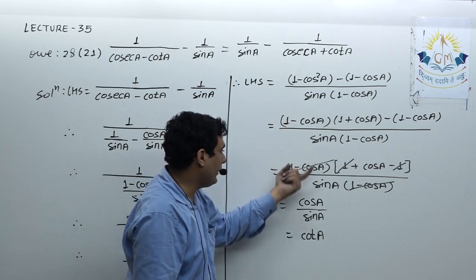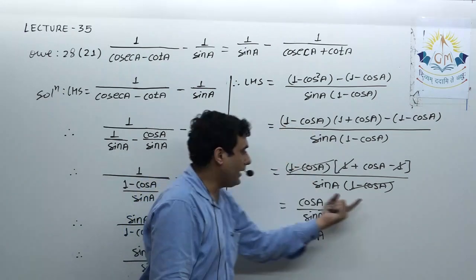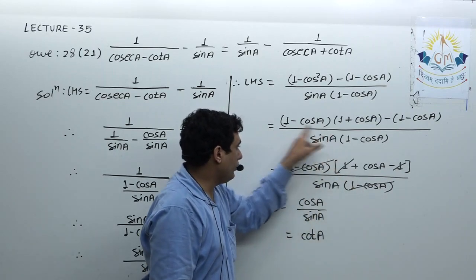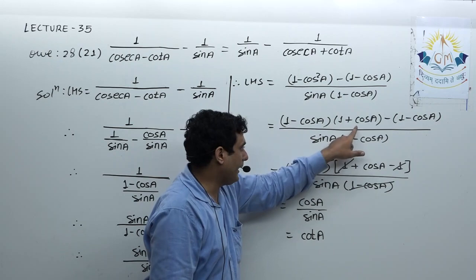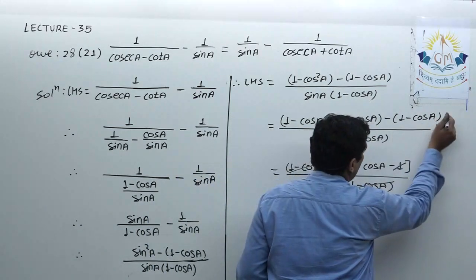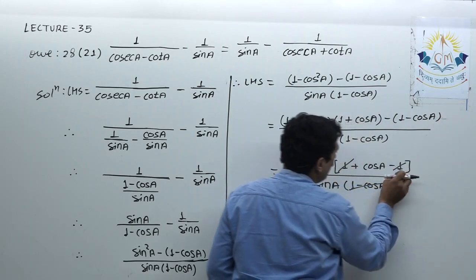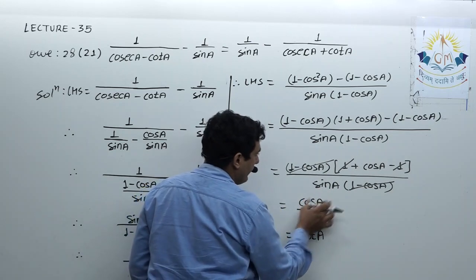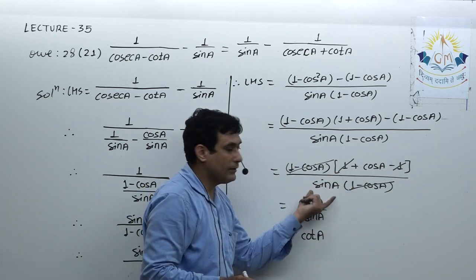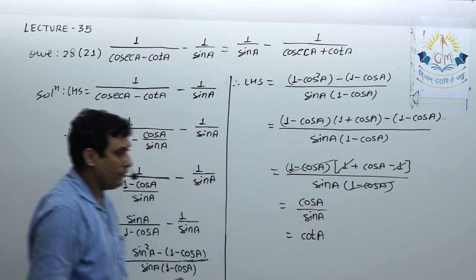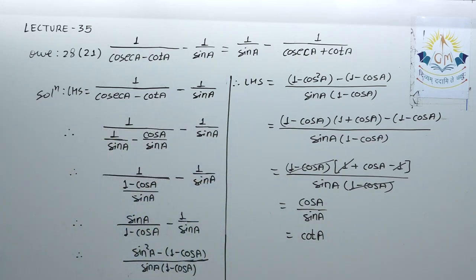Now I took 1 minus cos a common, which cancels with the 1 minus cos a in the denominator, and when I took 1 minus cos a common, in the bracket I was left with 1 plus cos a, and over here we can see 1 minus cos a into 1 is there, so 1 will be there in the bracket. This minus 1 plus 1 cancel, left with cos a in the numerator, sin a in the denominator, which gives me cot a finally. So note it down, and then we will start the right hand side.